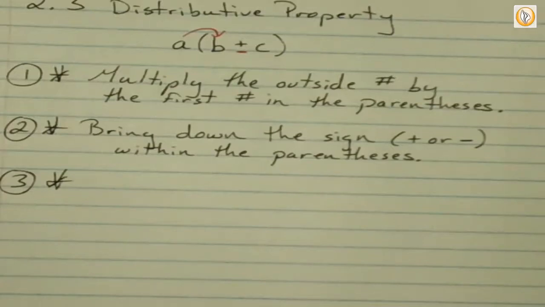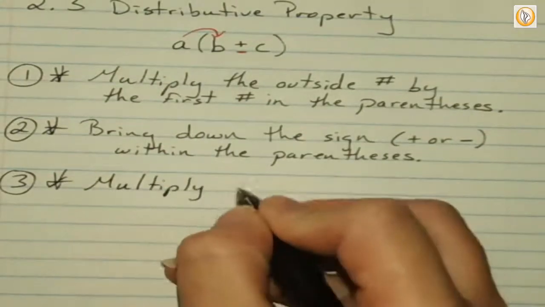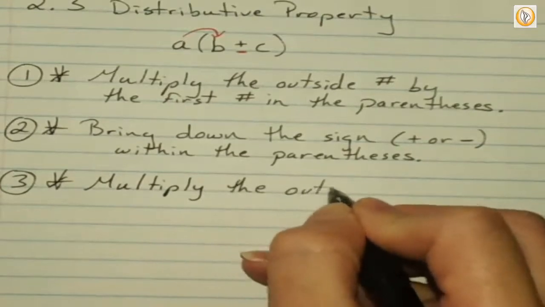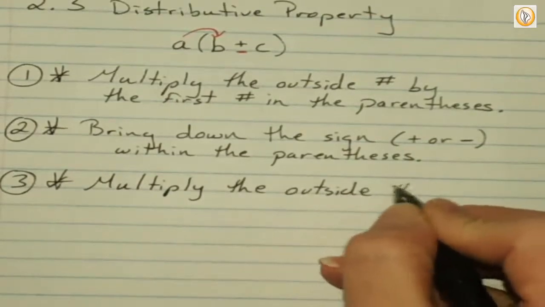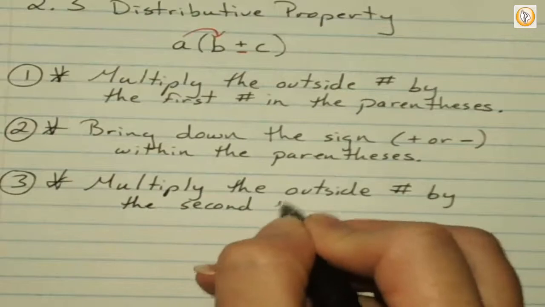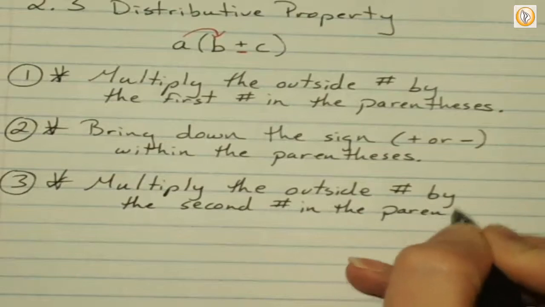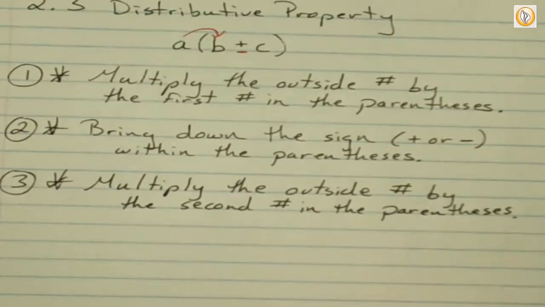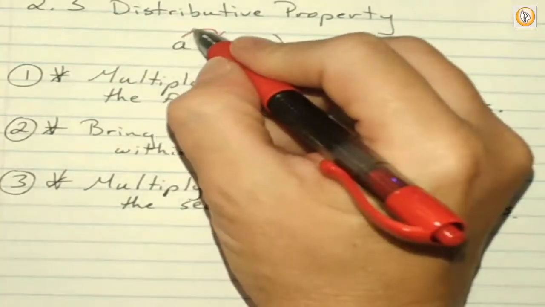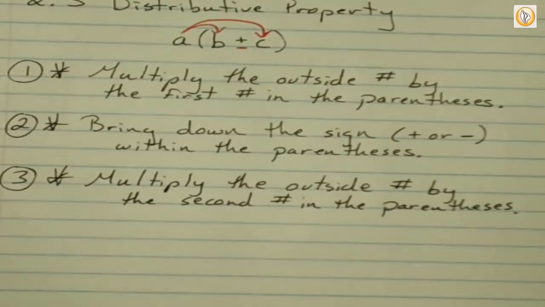This is different. Step 3: you're then going to multiply the outside number again, or letter if it's a letter, by the second number in the parentheses. That's basically saying A times C. Luckily, today I only have 1 page of notes.